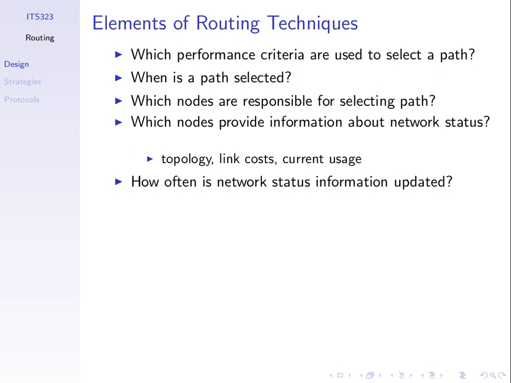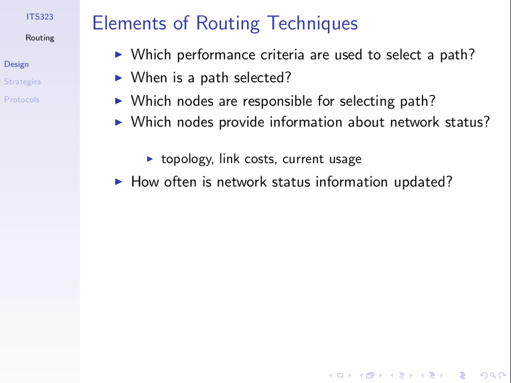Which nodes are responsible for selecting the path? Is it the source node that chooses a path all the way through to the destination? Or maybe all nodes are involved in choosing the path from source to destination. Or maybe there's one central node, some special server, that tells us the best path. So again, different options.